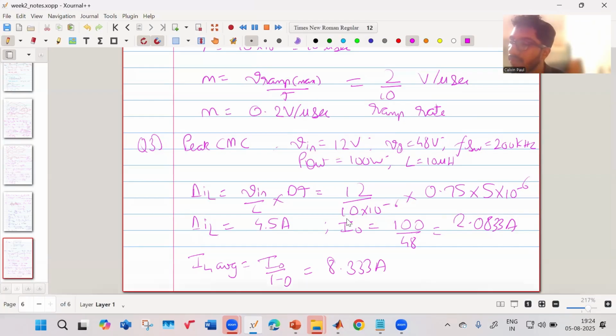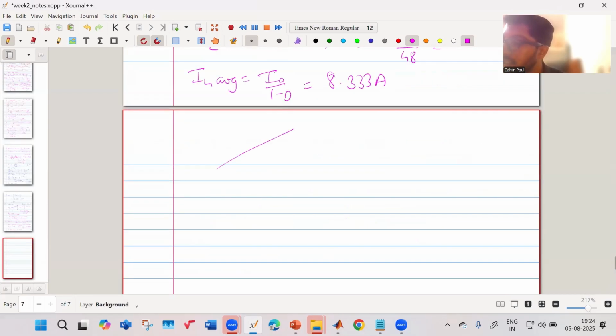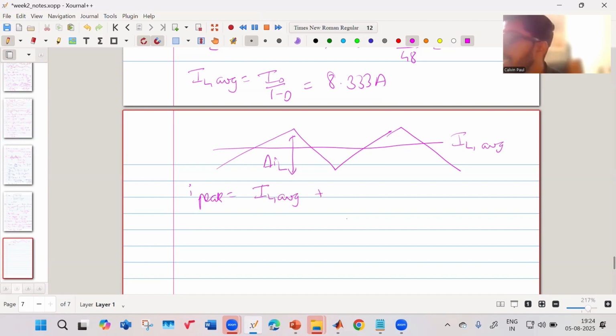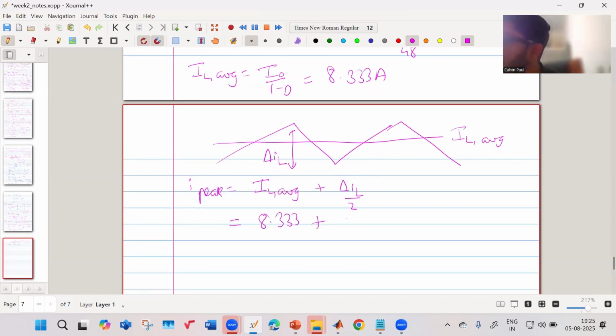So now, what is my peak current? This is my inductor current, right? This is my IL average current, which we got. This is my delta IL. So my I peak is equal to IL average plus delta IL by 2. So that is 8.333 ampere plus delta IL, what is it? 2.0833 ampere by 2. So what is this value? Can you calculate and tell me?